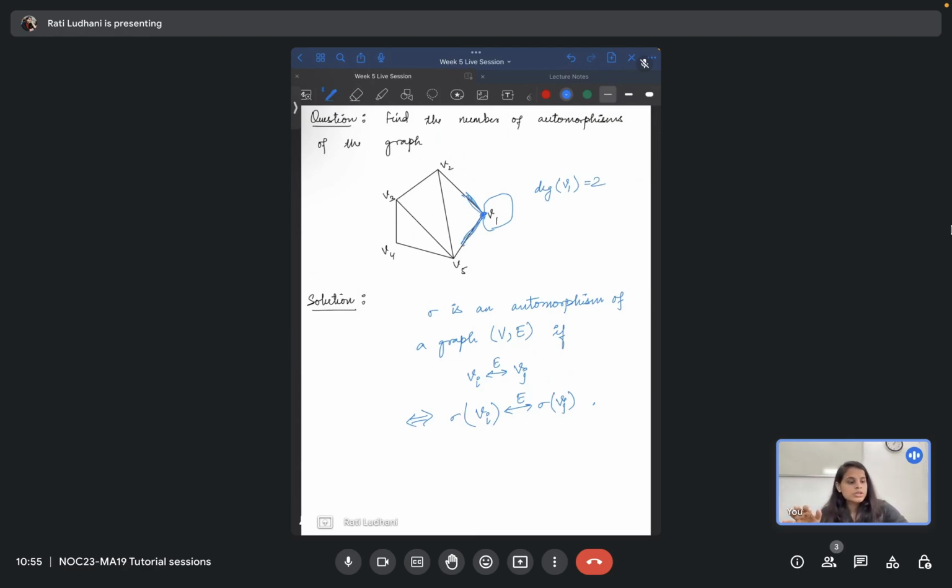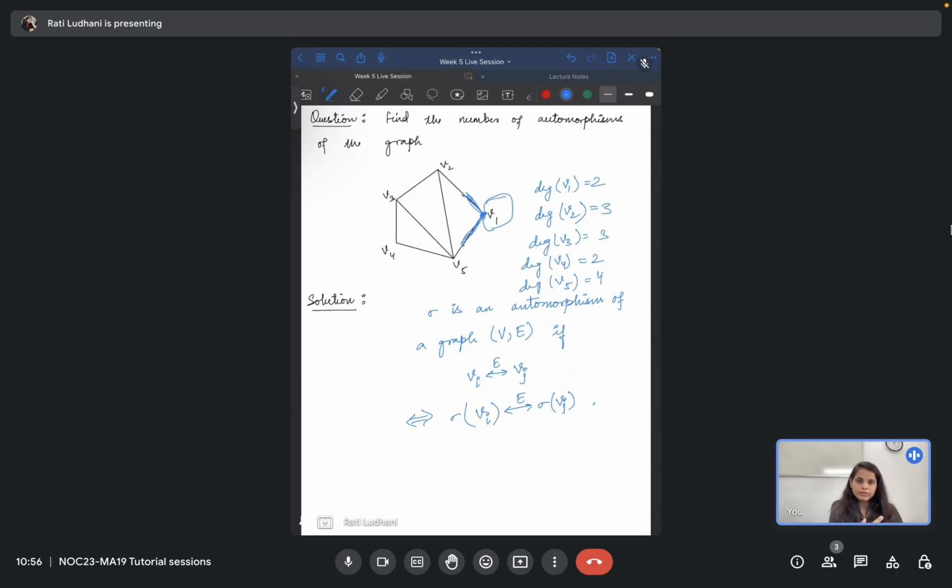Degree of v1 is 2, and the degree of v2 is 3. Degree of v3 is 3, degree of v4 is 2, and degree of v5 is 4. So firstly, you know what degree is: it says how many edges are there connecting to that vertex.